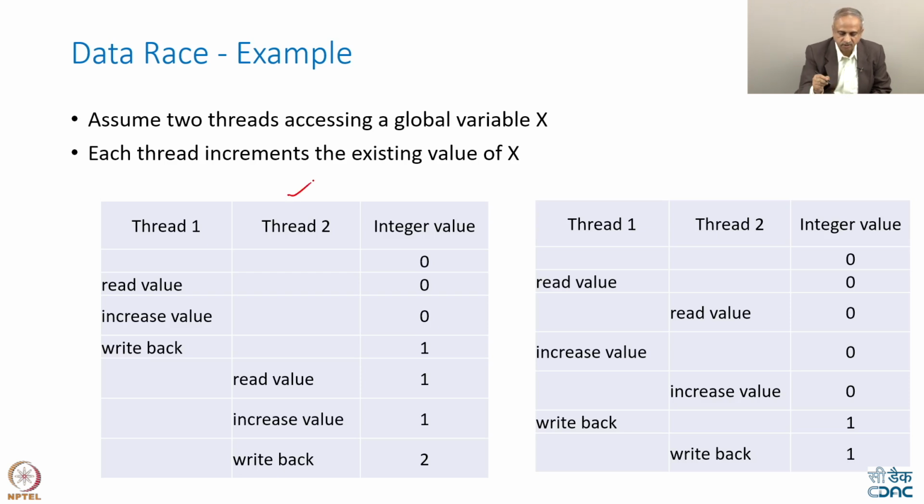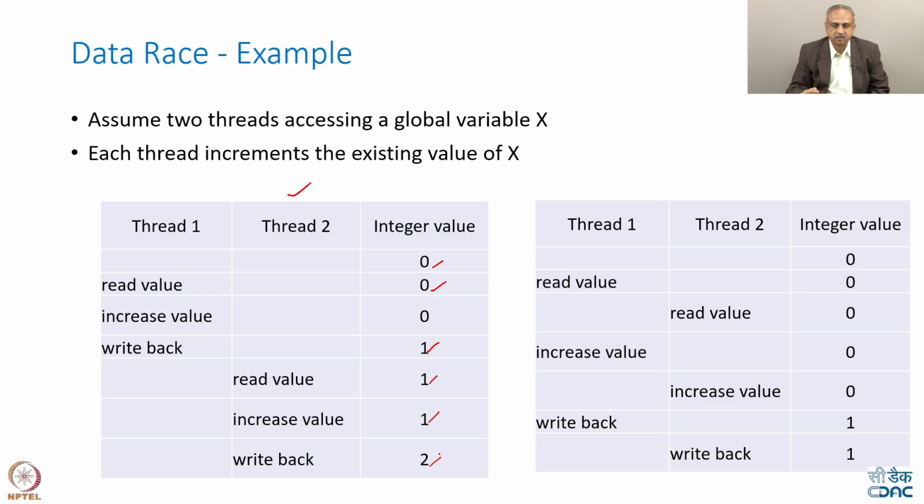In the first situation, as you see, the integer value of x is initially 0. When thread 1 reads that value, it gets 0. It increments the value, it becomes 1, and when it writes back, it writes 1. Now, in this case, thread 2 is scheduled after this operation is over. So, when it reads the value, it reads 1, it increments it, and when it writes back it is 2.